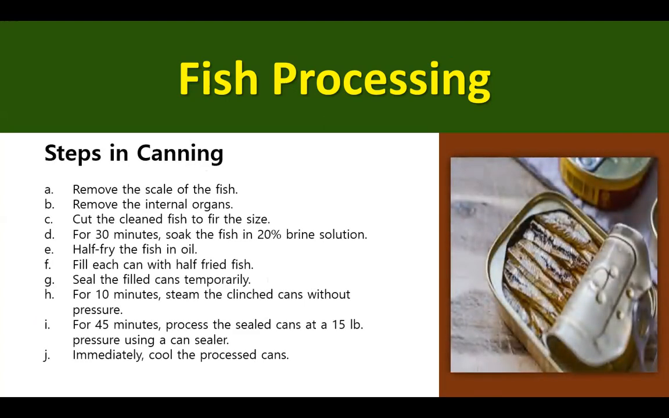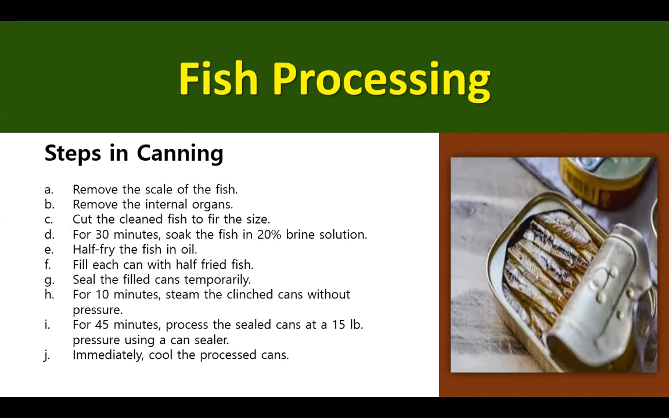Steps in canning. Remove the scales of the fish. Next, remove the internal organs. Cut off the head and the tail of the fish. Next, cut the cleaned fish to fit the size of the can to be used. Next, for 30 minutes, soak the fish in 20% brine solution.